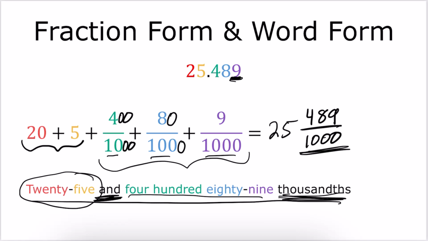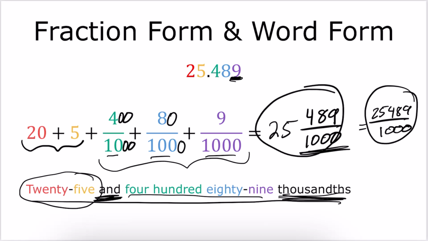So that's the fractional form and the word form of decimals. You can also write this in an improper fraction form. So rather than saying you have 25 and 489 thousandths, you could say that you have 25,489 thousandths because 25 wholes would be 25,000 thousandths. So you can also write it like this or like this, depending on which one is most useful. But I usually like going with this way because it makes it easier to describe it in word form.